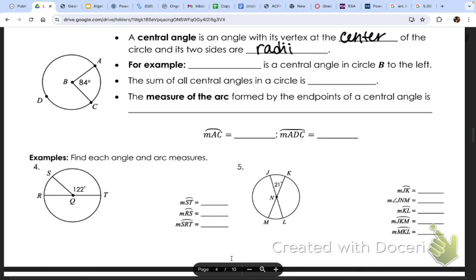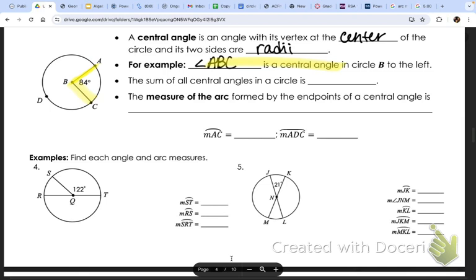So what you see here, for example, it says angle ABC is a central angle. So I will highlight it. We're talking about this guy. Oh, look at him. Okay.